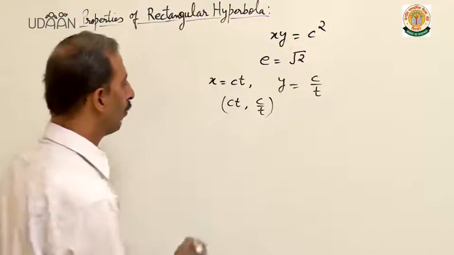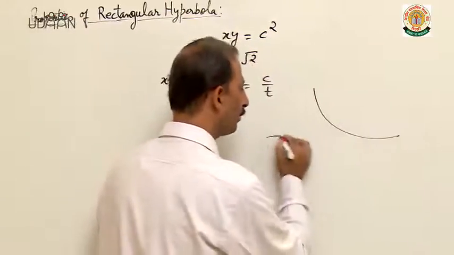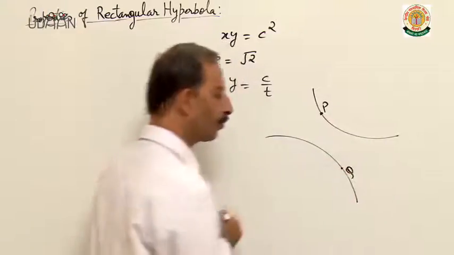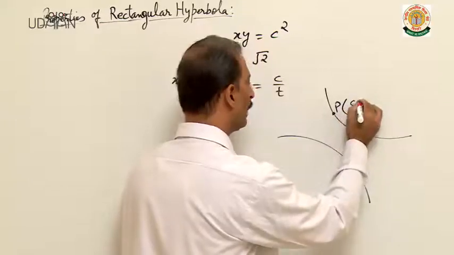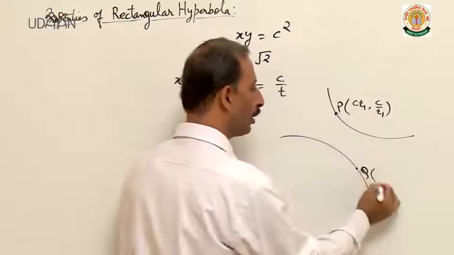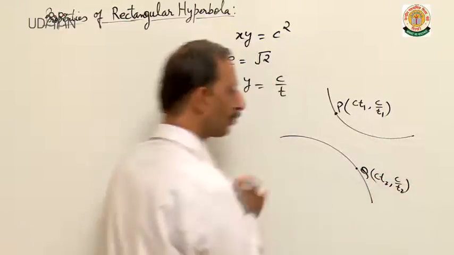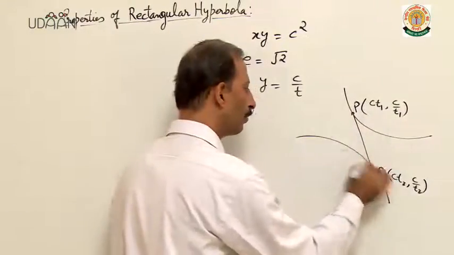Okay. Now the equation of a chord. If you have taken 2 points on the rectangular hyperbola, P and Q. P coordinates are t1, t1 means c t1 comma c upon t1. Q is t2, t2 means c t2 comma c upon t2. So you have to find the equation of the chord PQ.